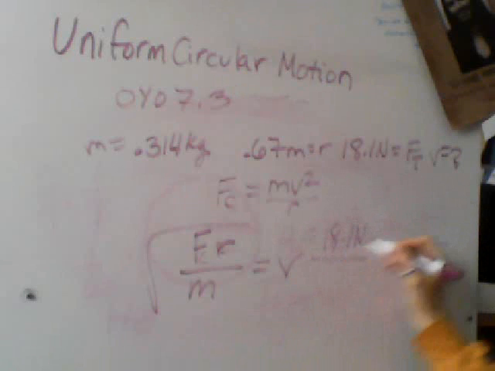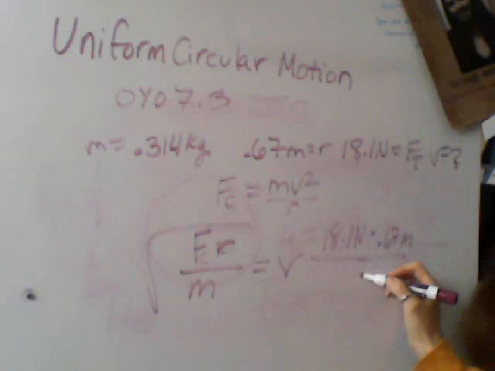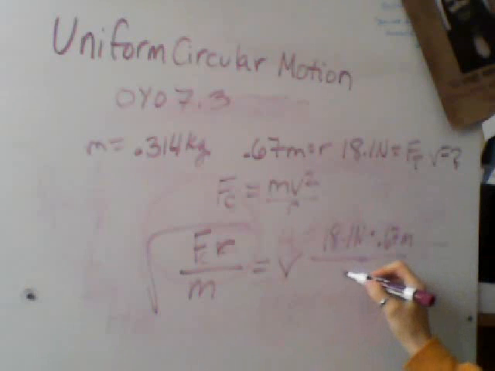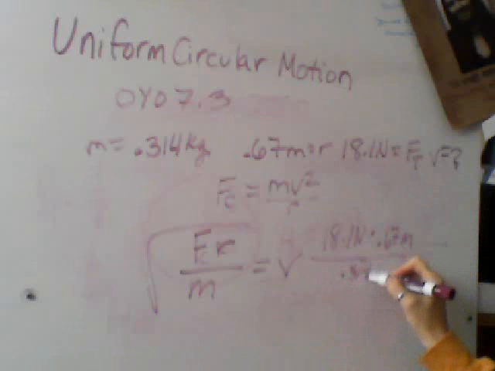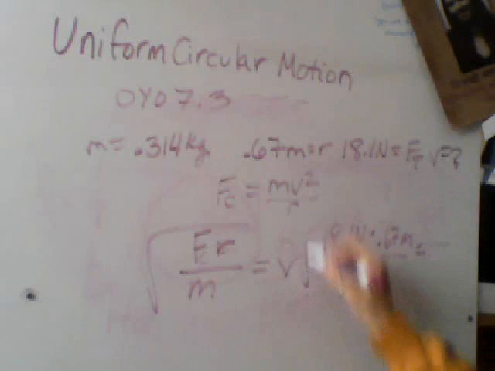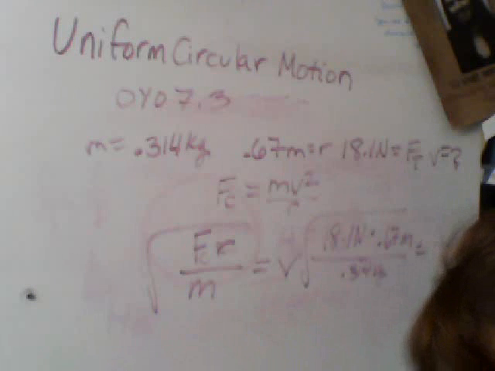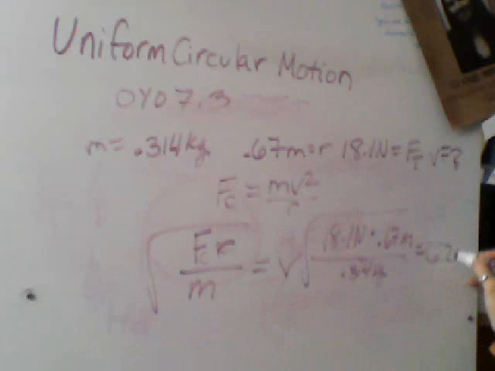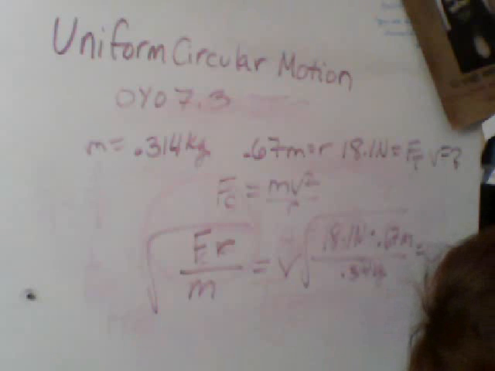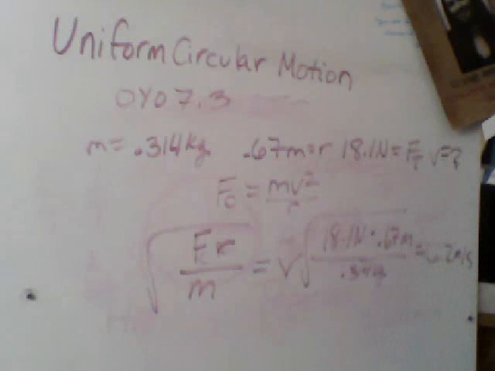So if I plug those in, I get 18.1 newtons times 0.67 meters. Make sure that all your units agree. Times 0.314 kilograms. And I want to take the square root of all of that. And that will get me 6.2 meters per second. That's the velocity that the child can swing the plane before the string breaks. So hopefully that makes sense to you.